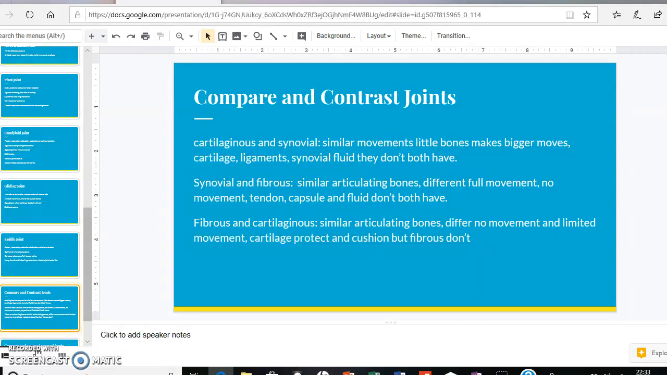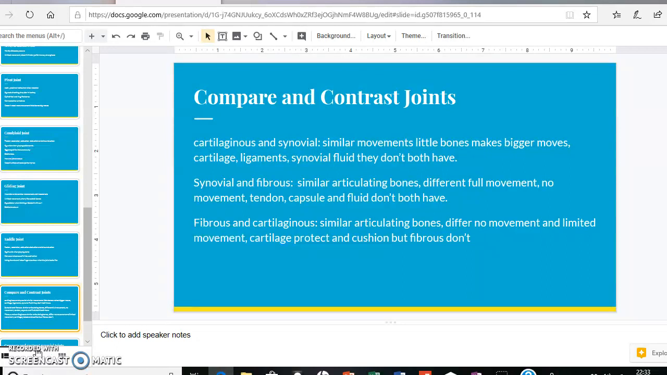Fibrous and synovial joints are similar because they meet at articulating bones to create the joint. They are different because synovial joints have full range of movement, whereas fibrous have no range of movement. Also, fibrous joints don't have synovial fluid, a joint capsule, tendons, or ligaments, but synovial do.